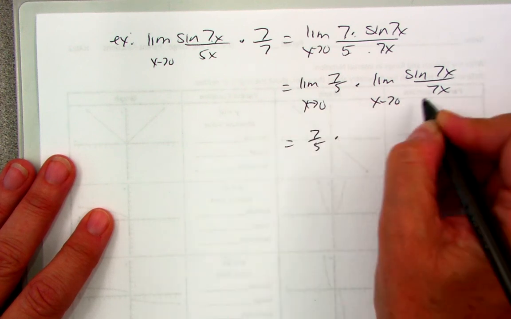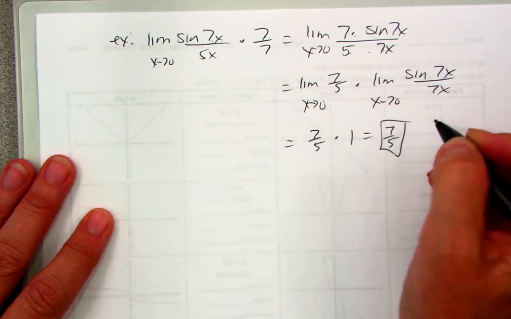This limit is 7/5. This limit is 1. This limit then is 7/5.